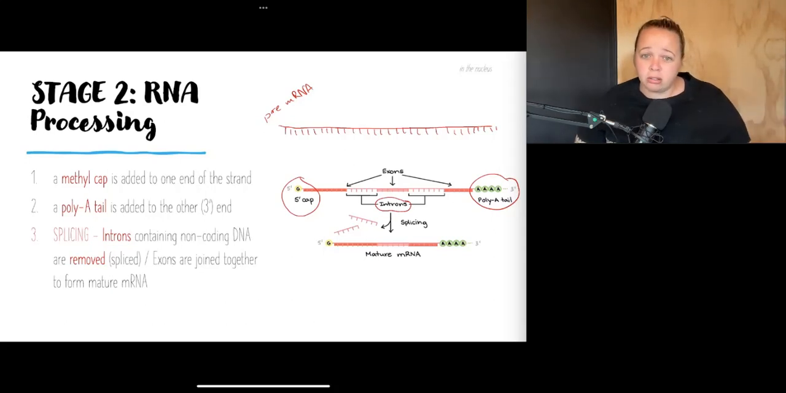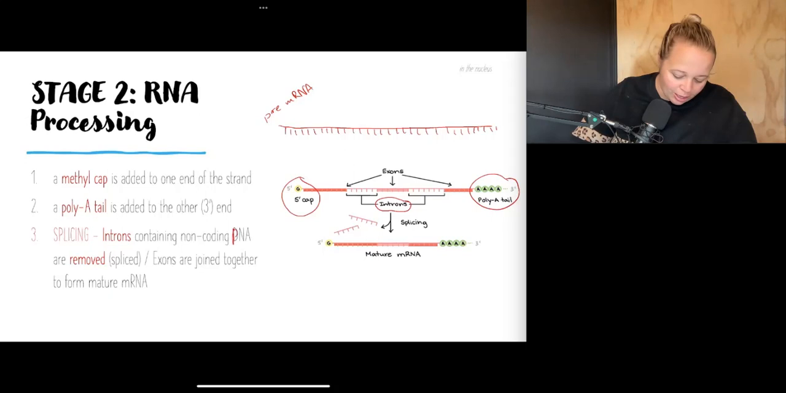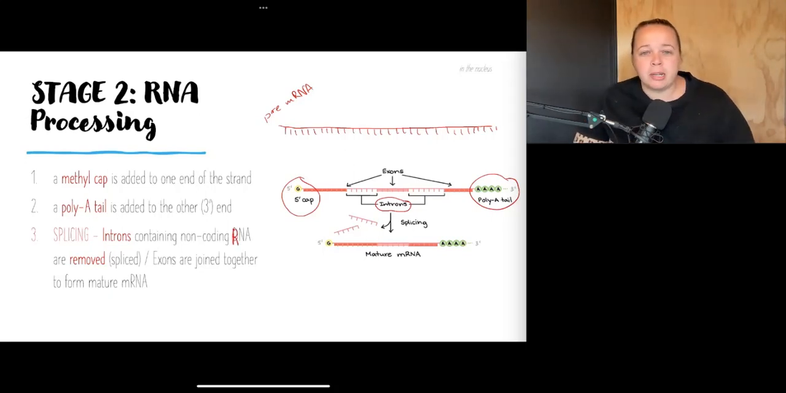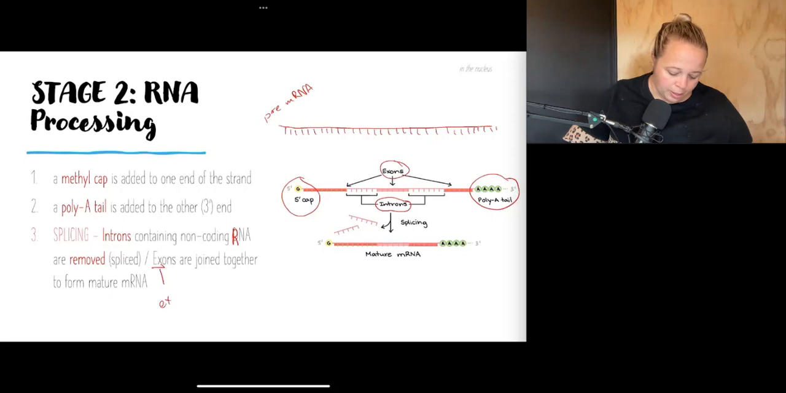Introns are removed because they are non-coding pieces of DNA, or non-coding RNA. I'm going to change that there. So I'm going to say they're non-coding RNA, and they're removed from this piece of pre-mRNA. Now, what you get left with are these things called exons. And exons are the bits of RNA that actually code for a protein. So they are joined together. So exons are kept, yes, because they are expressed. Exons are expressed. So that's why they are kept.